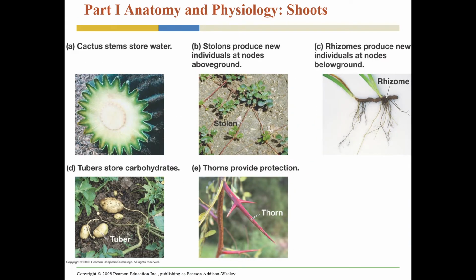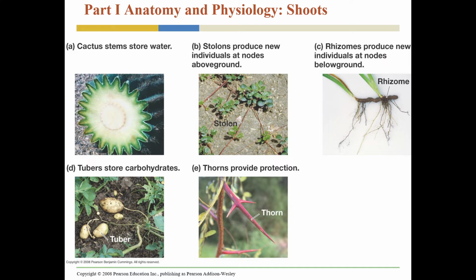You have modified shoots. Shoots are mostly for support for the leaves. But sometimes, depending upon the function and where the plant is from, or needs of reproduction, you wind up having some modified shoots here, modified stems, like cacti, for instance. A cactus has a fleshy stem in order to store water. You have stems that are able to store carbohydrates. That is what we would call a tuber.